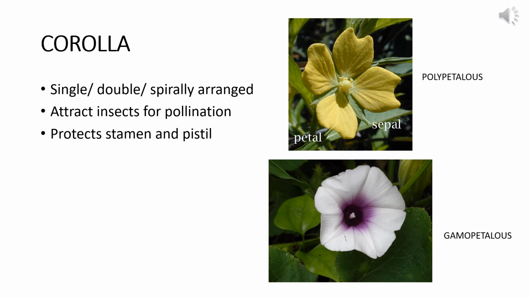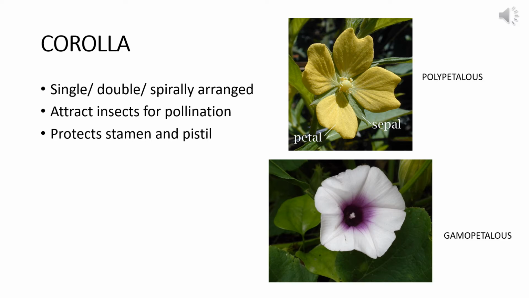The second whorl of the flower is called corolla or the petals. Just like the sepals, the corolla or the petals might also be joined together, in which case they are called gamopetalous, and in some cases they might be totally separated from each other, which are called polypetalous. The upper picture is of polypetalous corolla and the lower picture is of gamopetalous corolla.